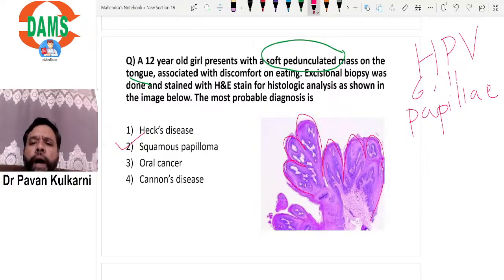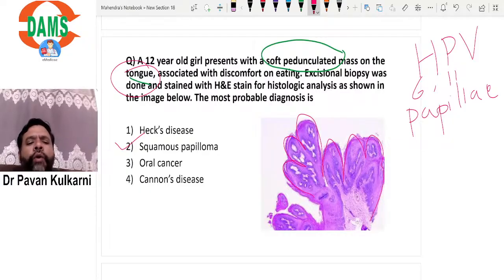And this squamous papilloma typically occurs on the tongue. Tongue is the most common location. That is why in the question they have given tongue in the description. So tongue, a pedunculated mass with finger-like projections, histologically and clinically also. When you see these patients, they will have a white lesion on the tongue, and those white lesions will have finger-like, papillary projections. So we see papillary projections on the tongue, thereby the diagnosis would be squamous papilloma.